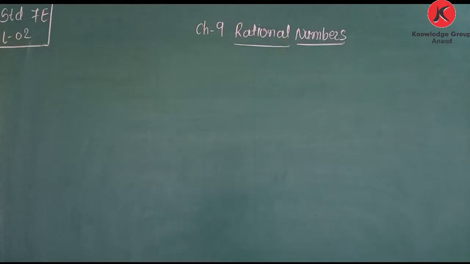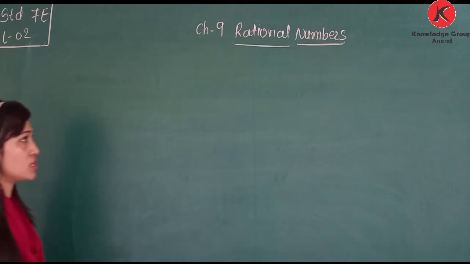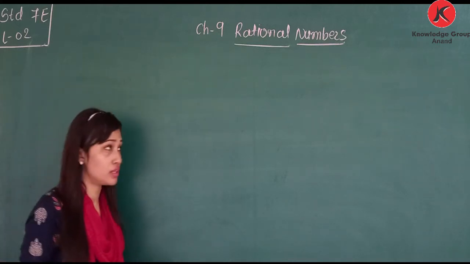Good morning, friends. Previously, we started chapter number 9, that is the rational numbers, and we learned about what is a rational number, and what is the difference between a fraction and a rational number.